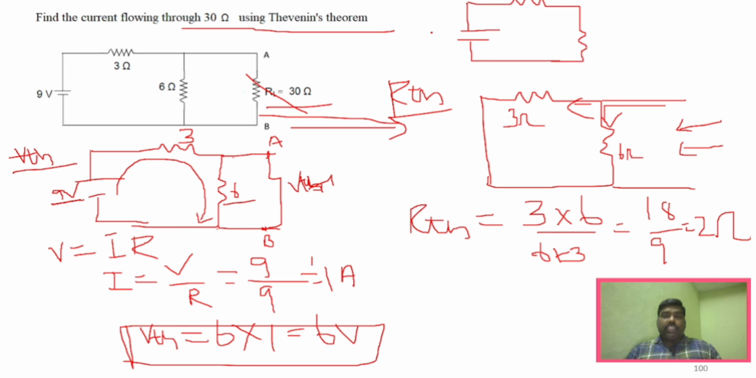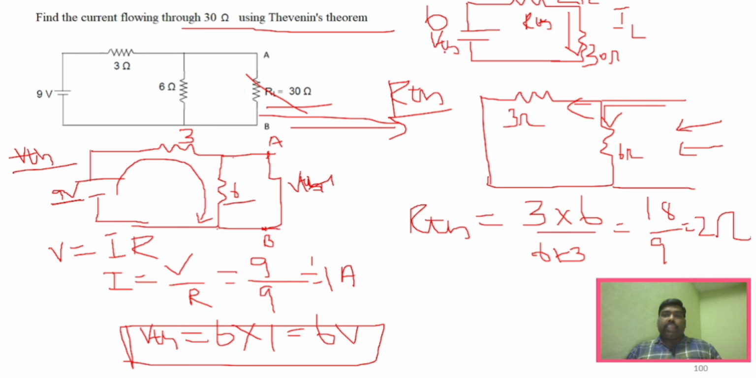Now we know that this is VTH. So what is the VTH value we have obtained? It is 6 volt, right? So it is 6, and this is RTH, and RTH is 2 ohm, correct? And now this is the load resistance. Load resistance is 30 ohm, right? Now what do we have to find out? We need to find out IL, that is, the current flowing through the load resistance.